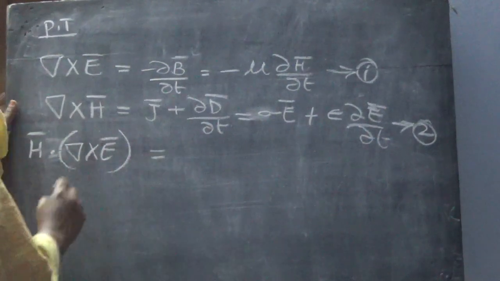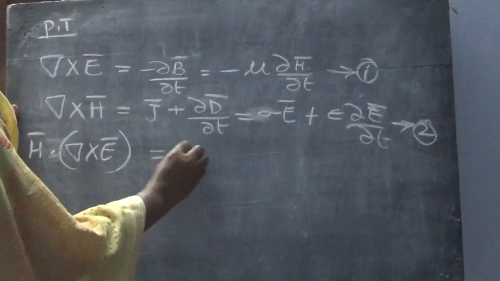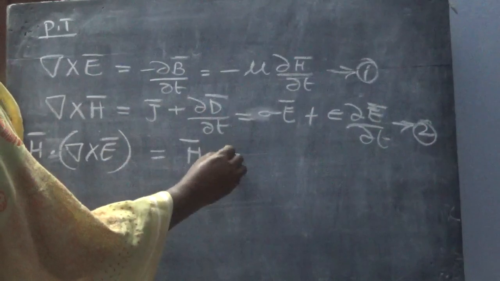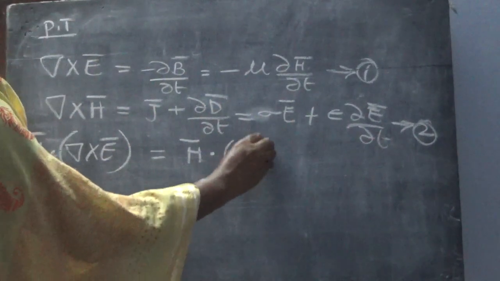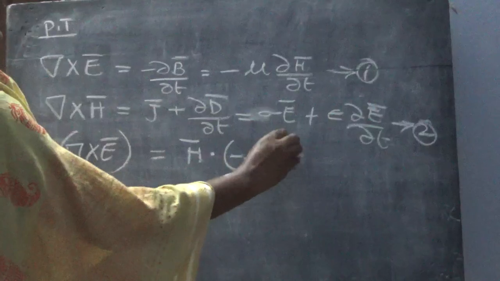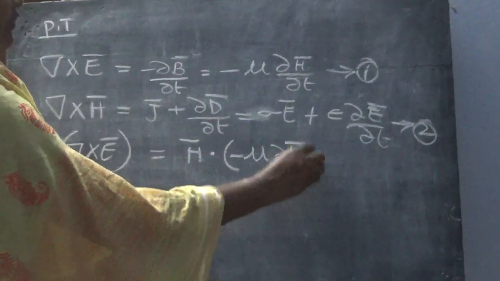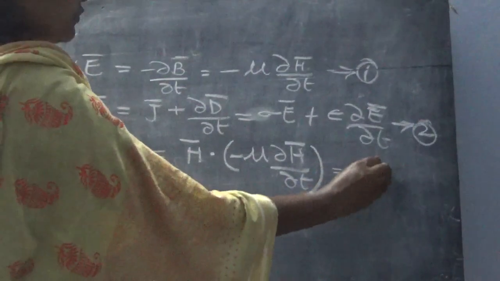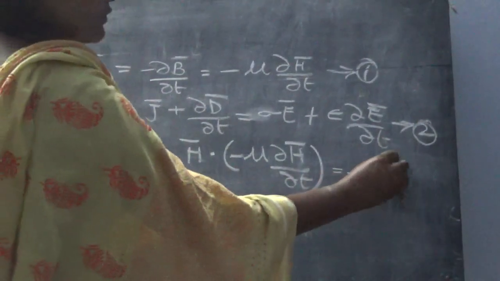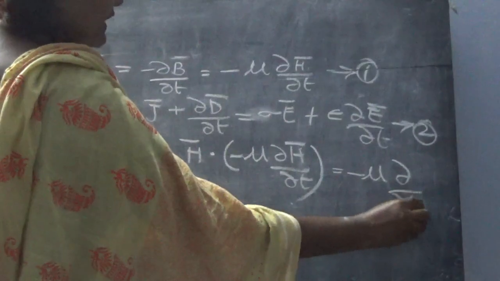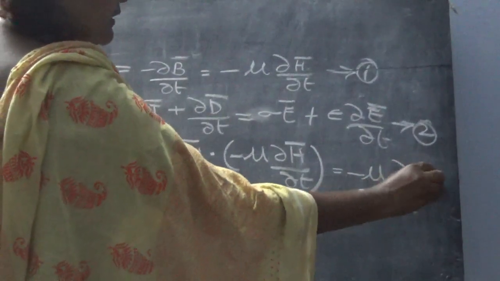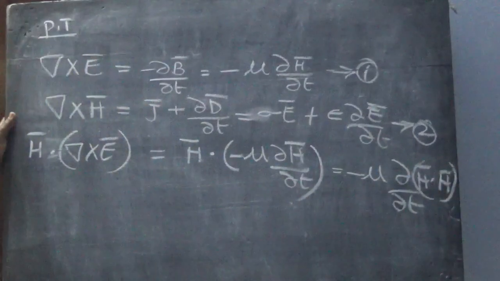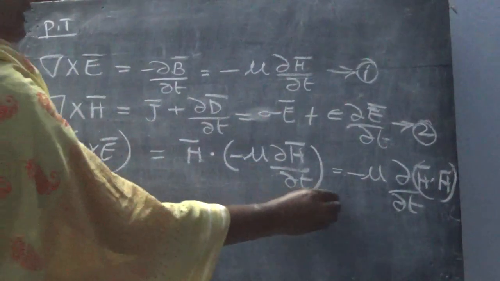What we will get? H bar dot minus mu dou H bar by dou T. So what can I write this as? I can write this as minus mu into dou by dou T of H bar dot H bar. I can write like this. So this is the equation number 3.